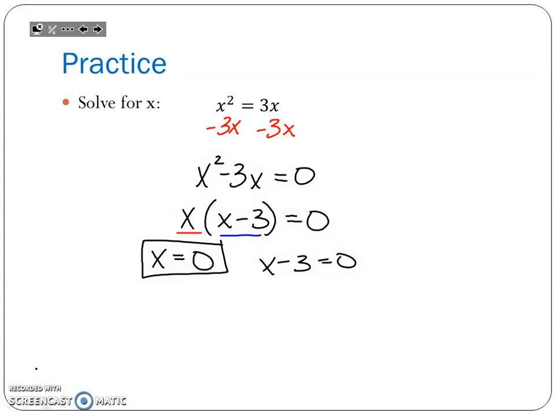X minus 3 equals 0. I need to add 3 over to the other side, and when I do that, I get x equals 3.